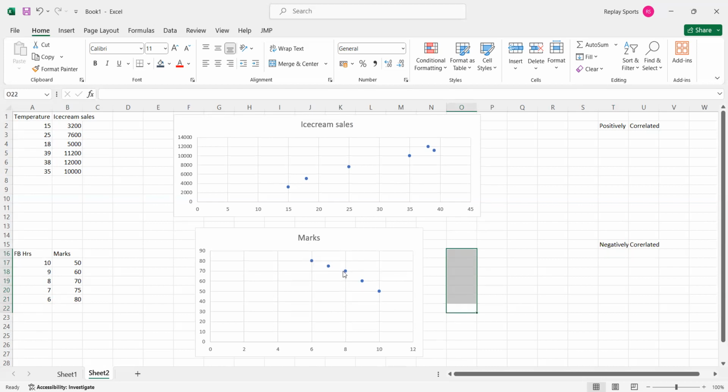So here Y is decreasing from 80, 70, 60, and your X is increasing 6, 7, 8, 9, 10. So this is negatively correlated. And this is positive: as X increases, Y also increases, so we say they are positively correlated. So you have positively, negatively. Then you have one more thing here called strong or weak.